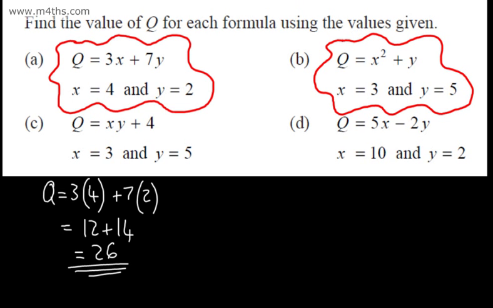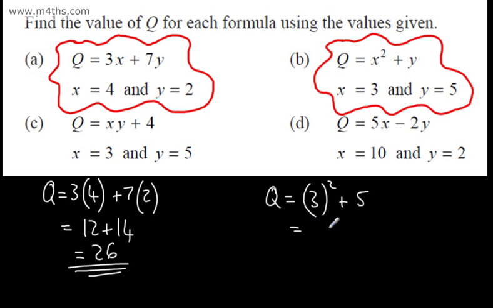So if we go ahead and do that, let's do that one just here. We're going to have Q is going to be equal to, and this time we've got x is 3, so we're going to square 3. We're then going to add now y. If you want to think about this, this is 1 lot of y, and we know that that's 5.